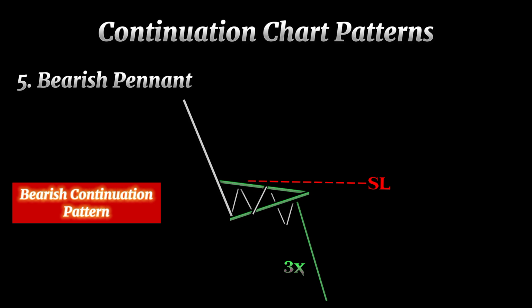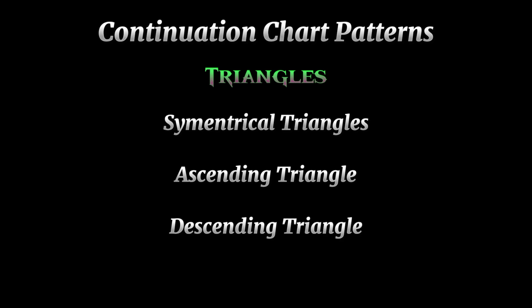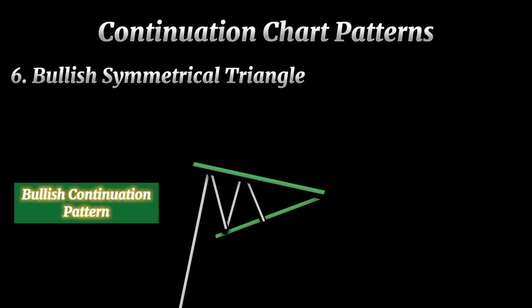And next we have a slightly more detailed set of continuation patterns, which are the triangles. This pattern can be divided into symmetrical, ascending, and descending triangles, and some of them have only bullish or only bearish variations. Let's begin with the symmetrical triangles. A symmetrical triangle is a bit similar to the pennants. The only real significant difference is that the symmetrical triangle seems to be larger, and pennants seem to be smaller in size. Apart from that, they are indeed very similar.